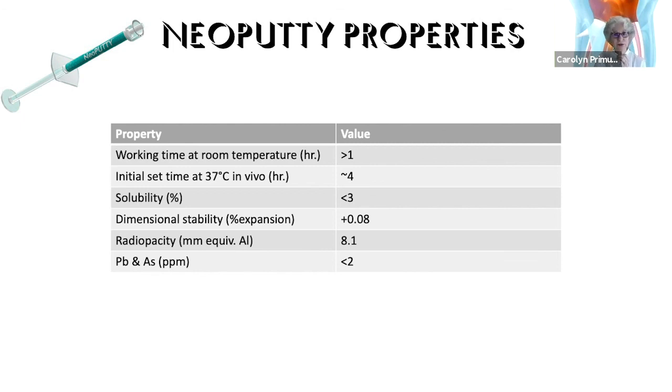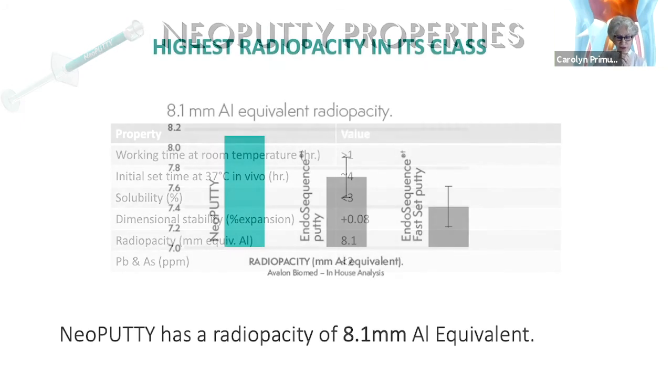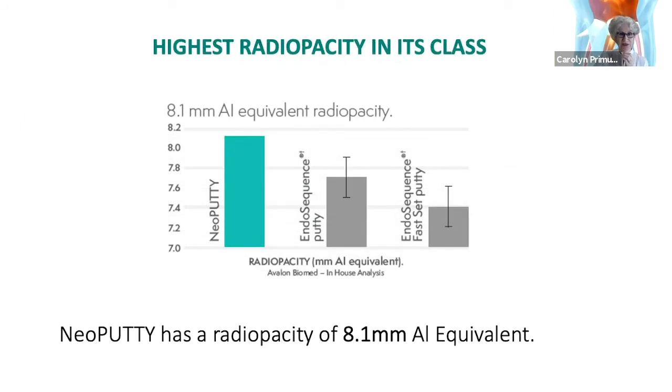I have a little graph building on what we had before to add the Neo Putty, which has a higher radio opacity of about 8.1 millimeters of equivalent aluminum, higher than the competitive materials.